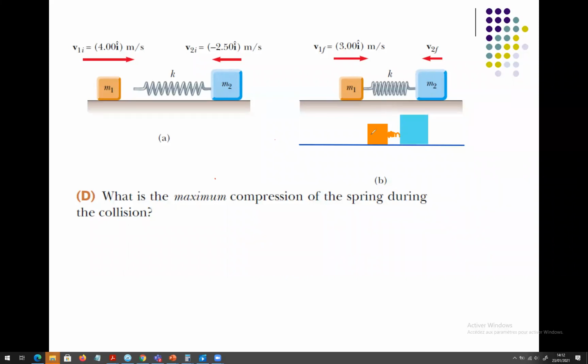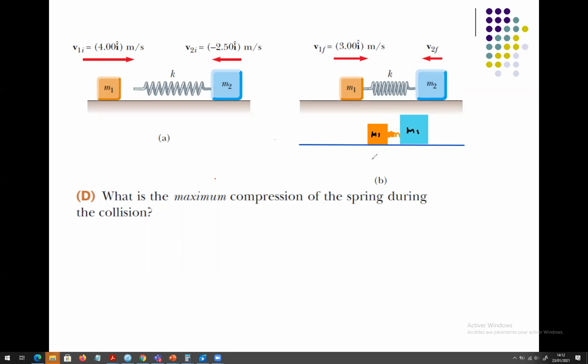Okay. Here we have M1 and here we have M2. Listen, the velocity of M1 is not equal to the velocity of M2. The mass of M1 is not equal to the mass of M2. So when we have a maximum compression, we don't have zero velocity. Be careful. Let me explain this point.